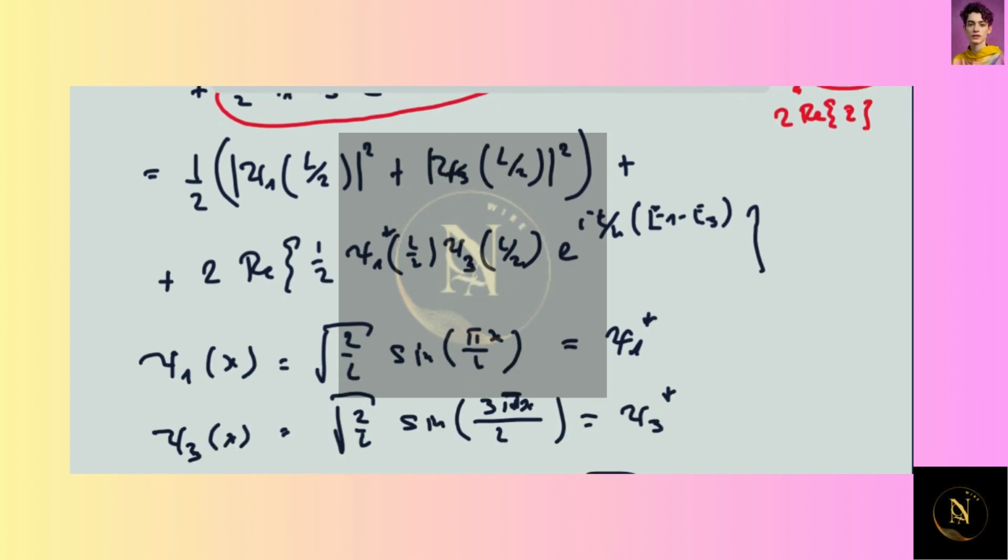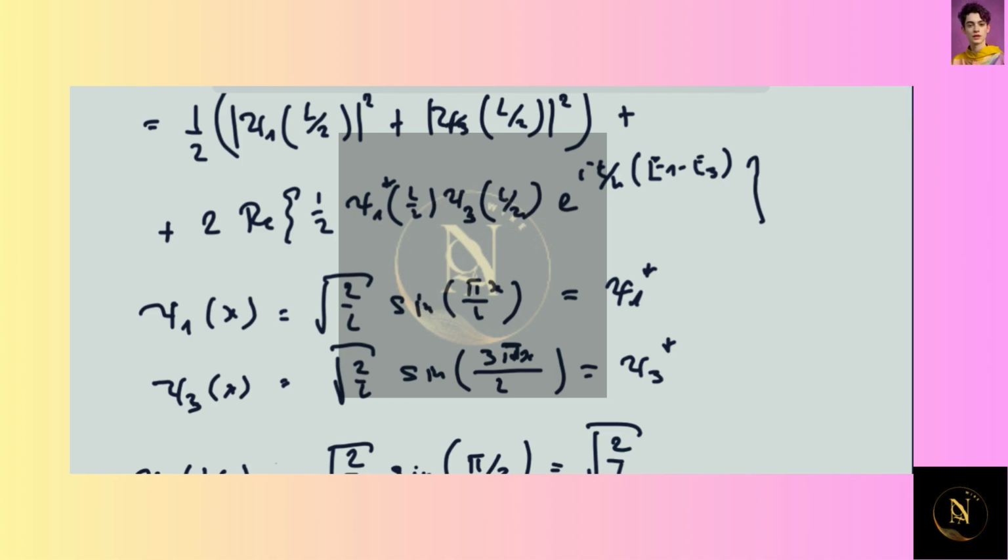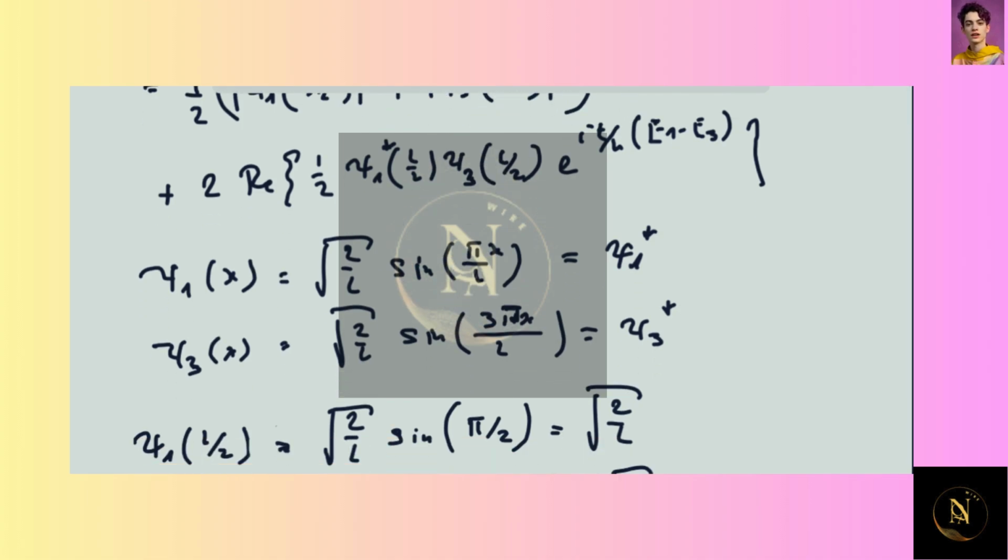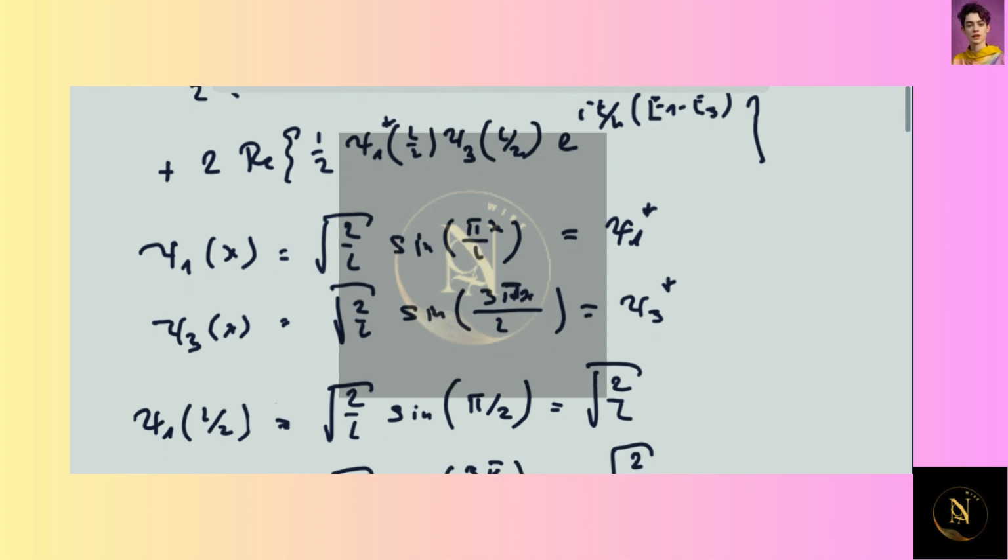Now, we're going to rely on the usual form of these wave functions, psi1(x) and psi3(x). So psi1(x) is equal to the square root of 2 over L sine pi x over L, and this is equal to its complex conjugate because it's a real function. Then psi3(x) is equal to the square root of 2 over L times sine of 3 pi x over L, and this is of course equal to its own complex conjugate as well.